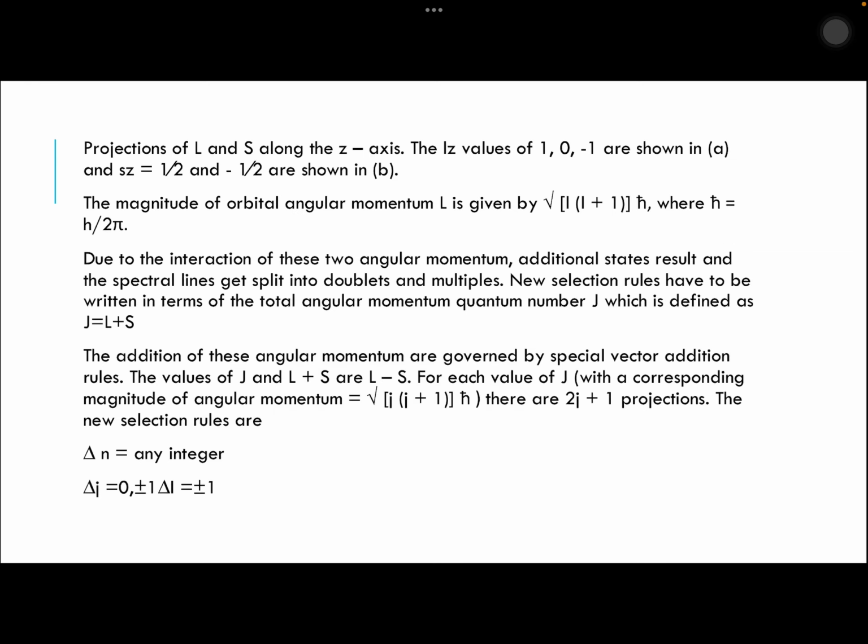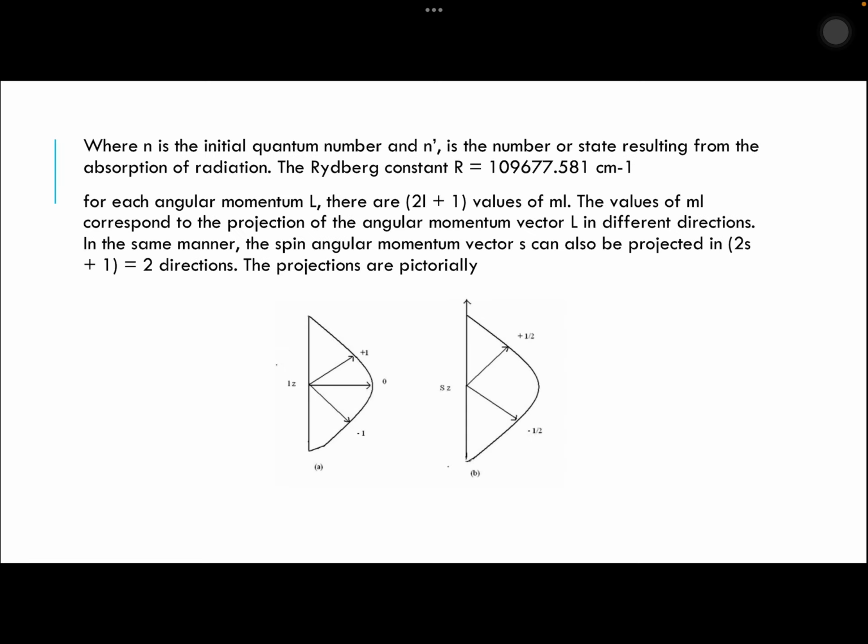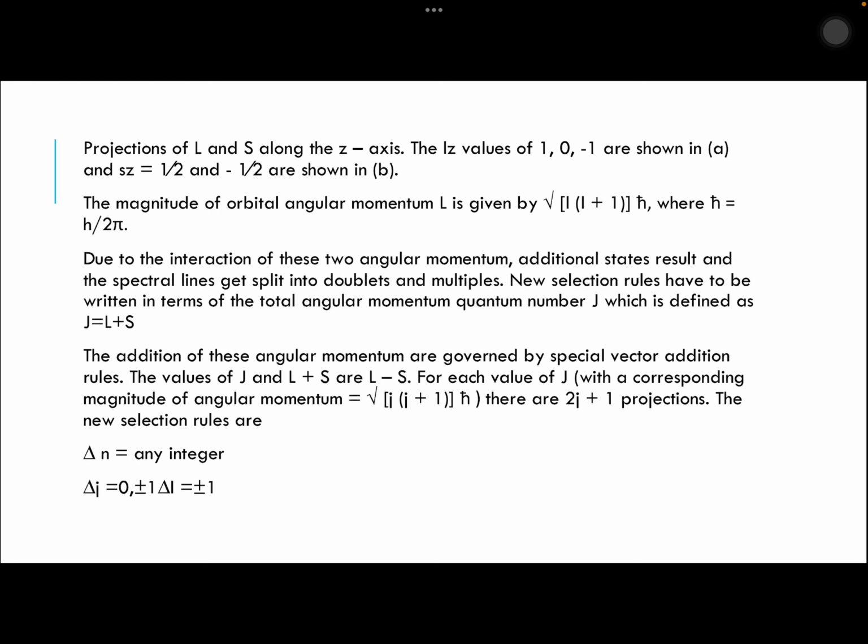The projections of L and S along the z-axis, with L sub z values of 1, 0 and -1, are shown in A, and S sub z of half and -half are shown in B. The magnitude of the orbital angular momentum L is given by the square root of L times L plus 1, times h bar, where h bar is equal to h over 2 pi.